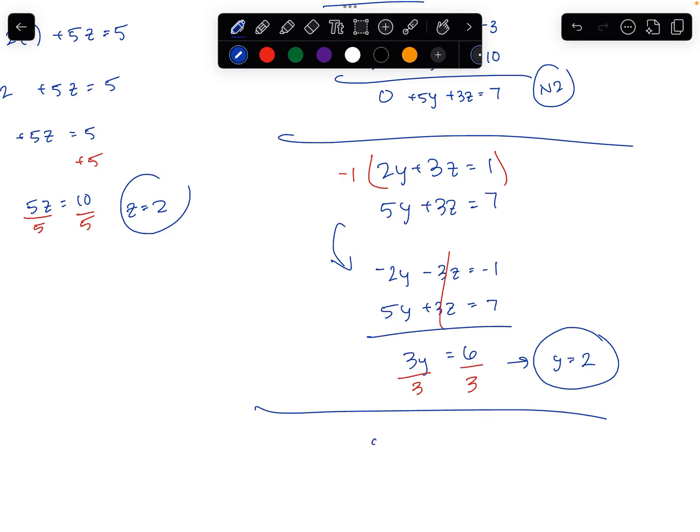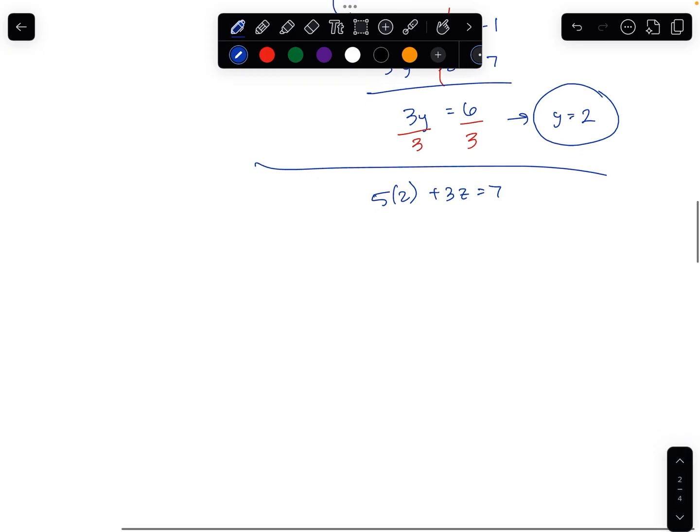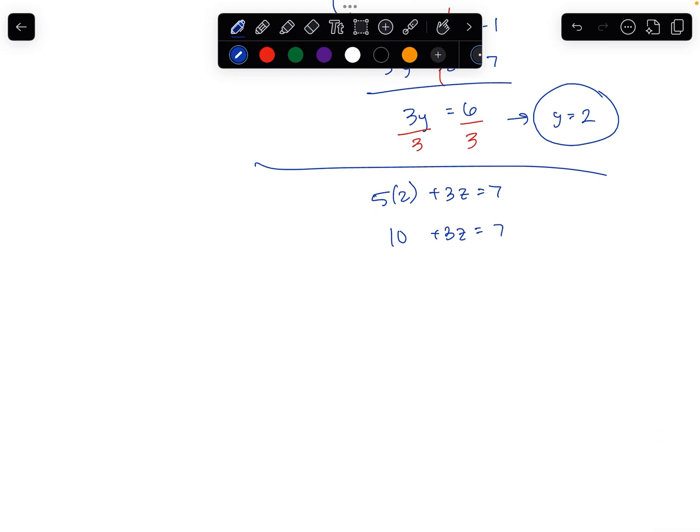So I'm going to do 5 times 2 plus 3z is equal to 7. So 10 plus 3z is equal to 7. I'm going to subtract 10, subtract 10. I get 3z is equal to -3. Divide by 3, divide by 3. So I will get z is equal to -1.